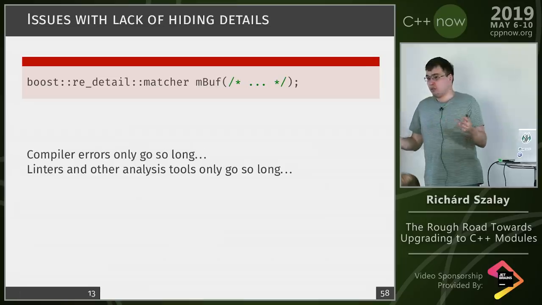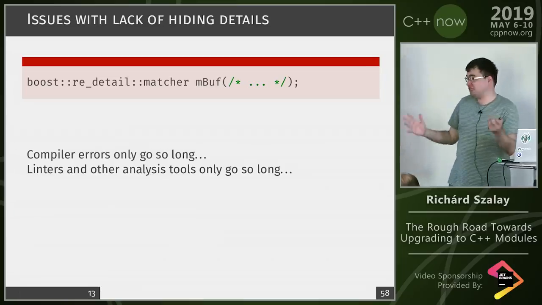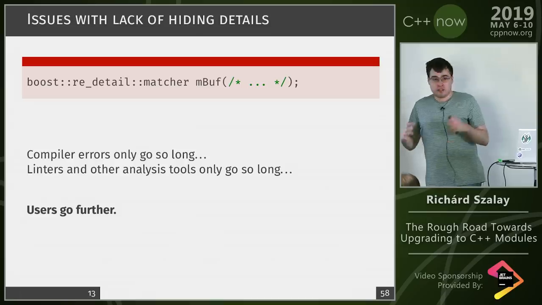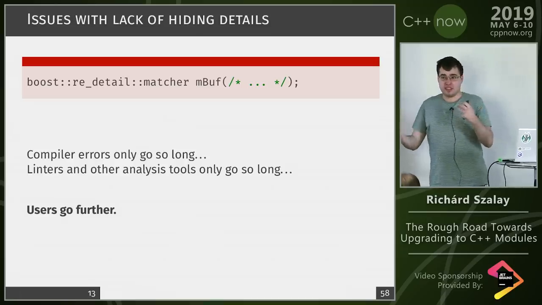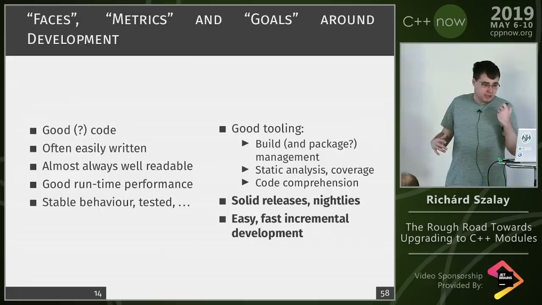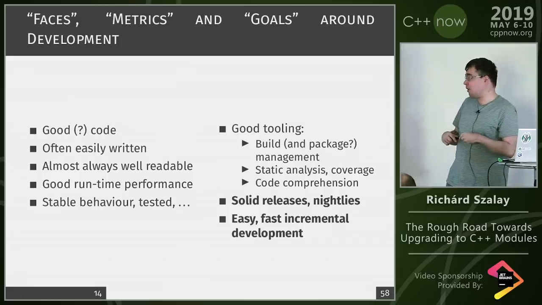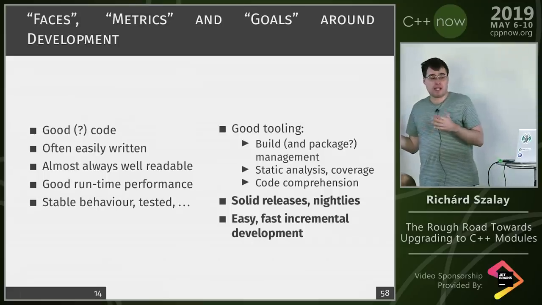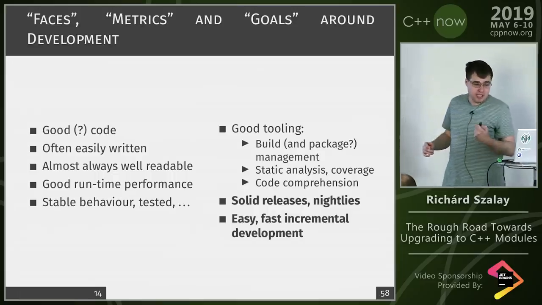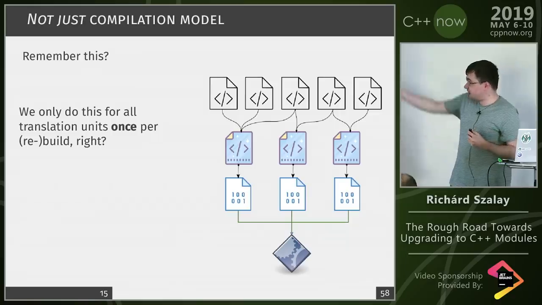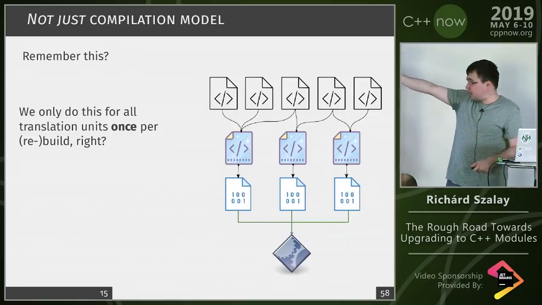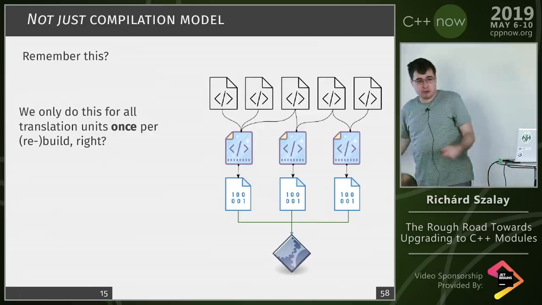Hopefully, all of us have seen that people will always try to go further. So some of these issues with the names leaking out led to the inception of modules. However, there's also a problem with the compilation model, which I have experienced daily when it comes to tooling. Because there was this slide at the beginning, okay? So I am writing my code. I only have to do this whole thing once per rebuild, right?